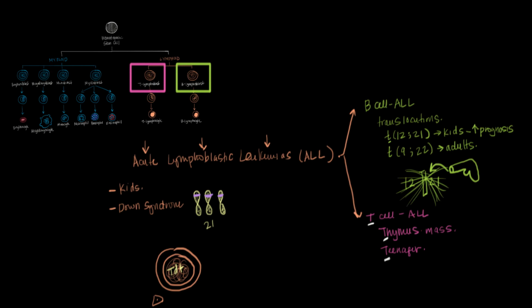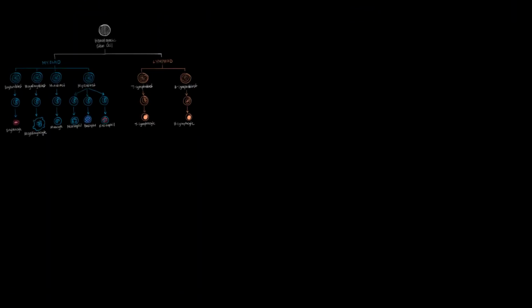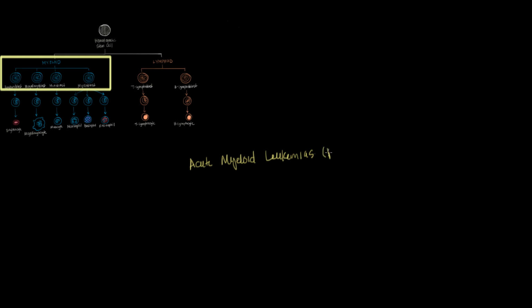Now let's move on to our acute myeloid leukemias. So that means in this diagram, we're looking at these guys over here, looking at the acute myeloid leukemias. And because there are many types of myeloid cells, you can have several different types of acute myeloid leukemias. And then acute myeloid leukemia is abbreviated AML. So for example, you could have an acute myeloid leukemia developing from a myeloblast. So this cell over here.